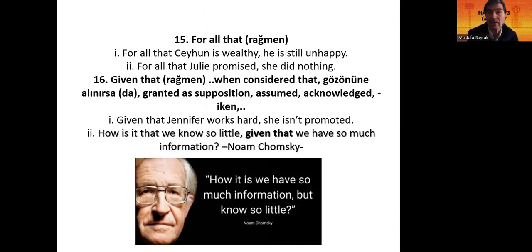Given that, when considered that, granted that. I think it will come later. Okay, given that means when considered that. Granted as supposition, assumed, acknowledged. Okay. Given that Jennifer works hard, she is promoted, full stop. Yeah, given that Jennifer works hard, she isn't promoted. Yeah, it is an unexpected result.